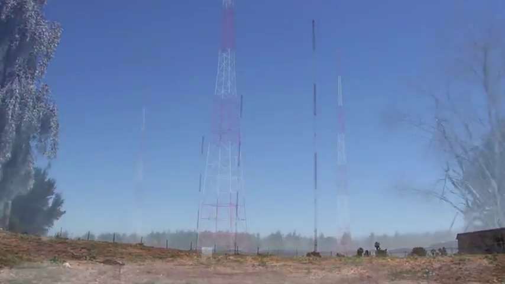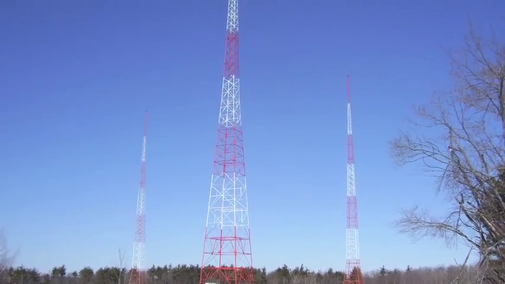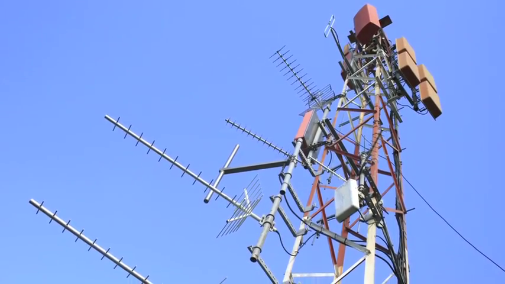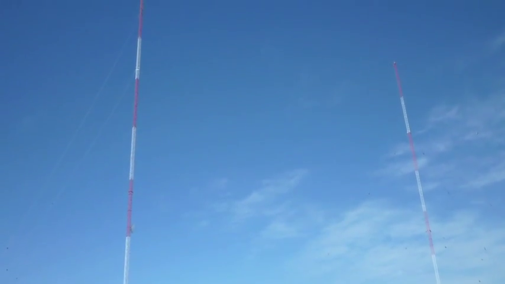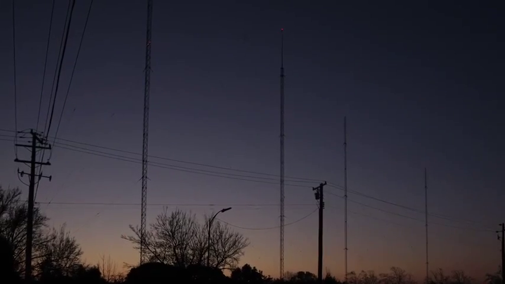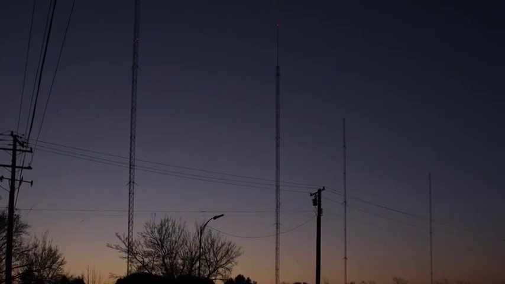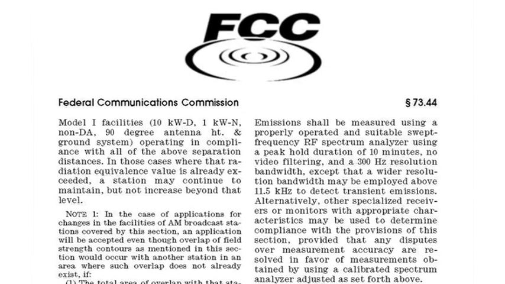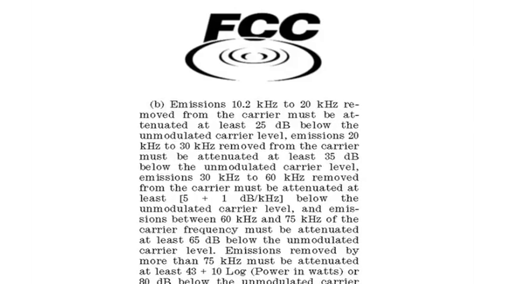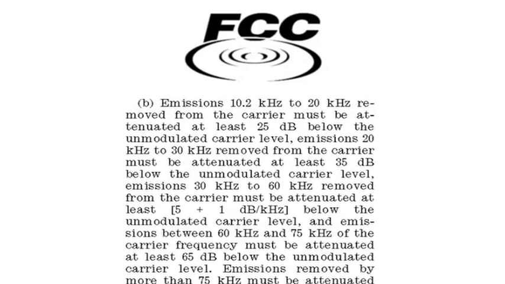Broadcast engineers need professional tools to confirm the performance of both AM and FM transmitters in accordance with Part 73 of the FCC rules. This video demonstrates how to make the measurements you need to prove compliance with paragraph 73.44 for AM transmitters and 73.317 for FM transmitters.